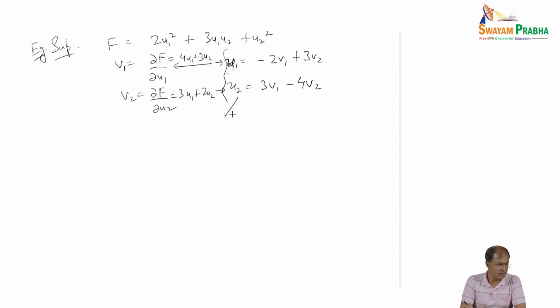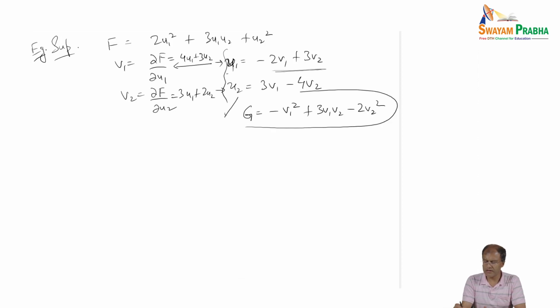So now I can say that my g exists, where g is minus v1 square plus 3v1 v2 minus 2v2 square. How did we get this new function g? If we differentiate it with respect to v1, we get this first expression, and if we differentiate with respect to v2, we get this second expression, and that's it.